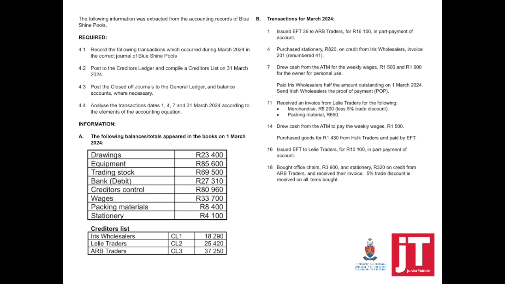And question number 4, analyze the transaction date 1, 4, 7 and 31 March according to the element on the accounting equation. So information A, they provided you with all the balances and totals which appeared on the 1st of March 2024. And then very important, they provided you with the creditors list. This is a list of the outstanding balances owed to each one of our creditors on the 1st of March 2024. Information B, transactions for March 2024. So once you've sorted out all the transactions, which goes into which journals, then we're going to post it to that specific journal.